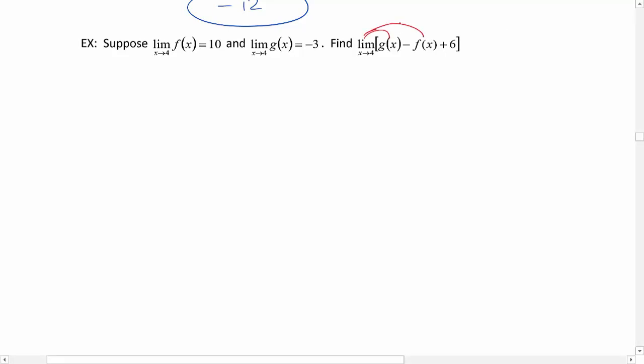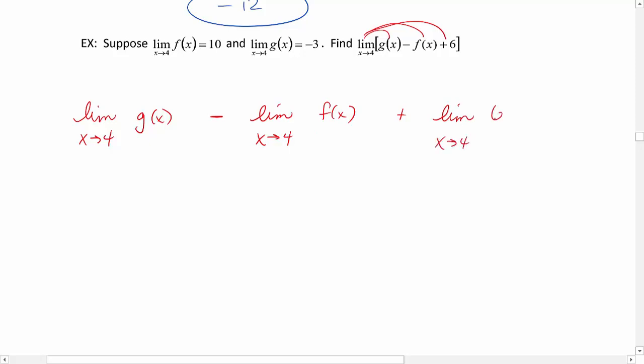Applying this limit to each one of these terms, this becomes the limit as x approaches 4 of g of x, minus the limit as x approaches 4 of f of x, plus the limit as x approaches 4 of 6. We'll find each individual limit, and then we'll add and subtract those answers together.